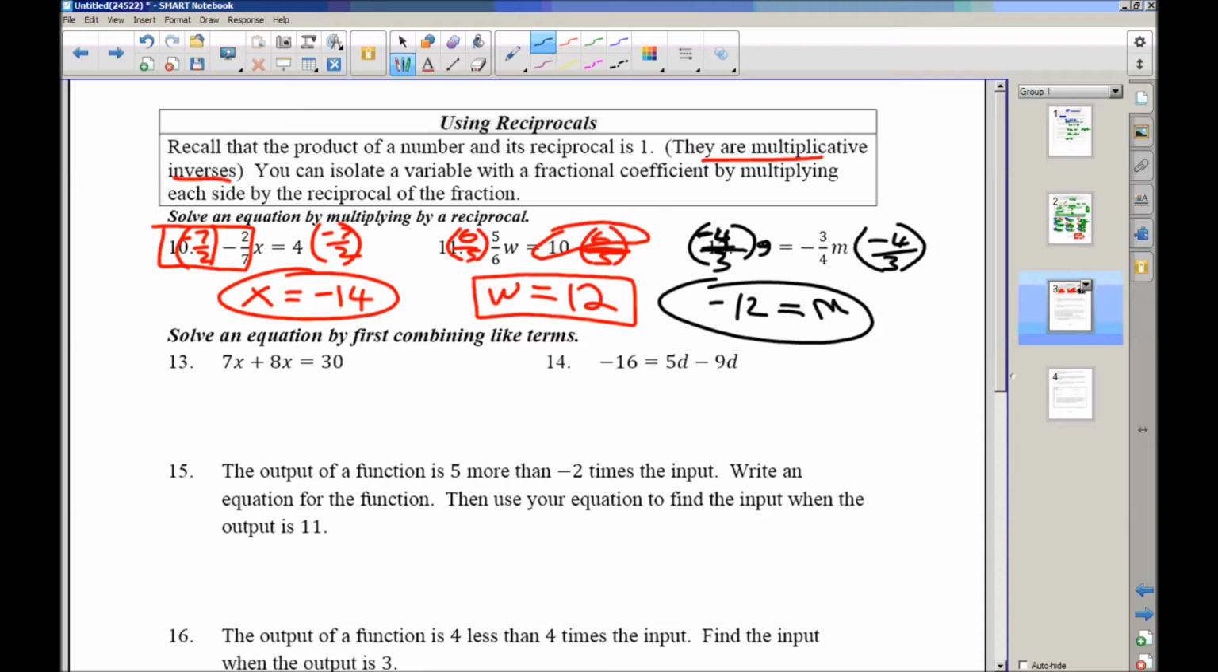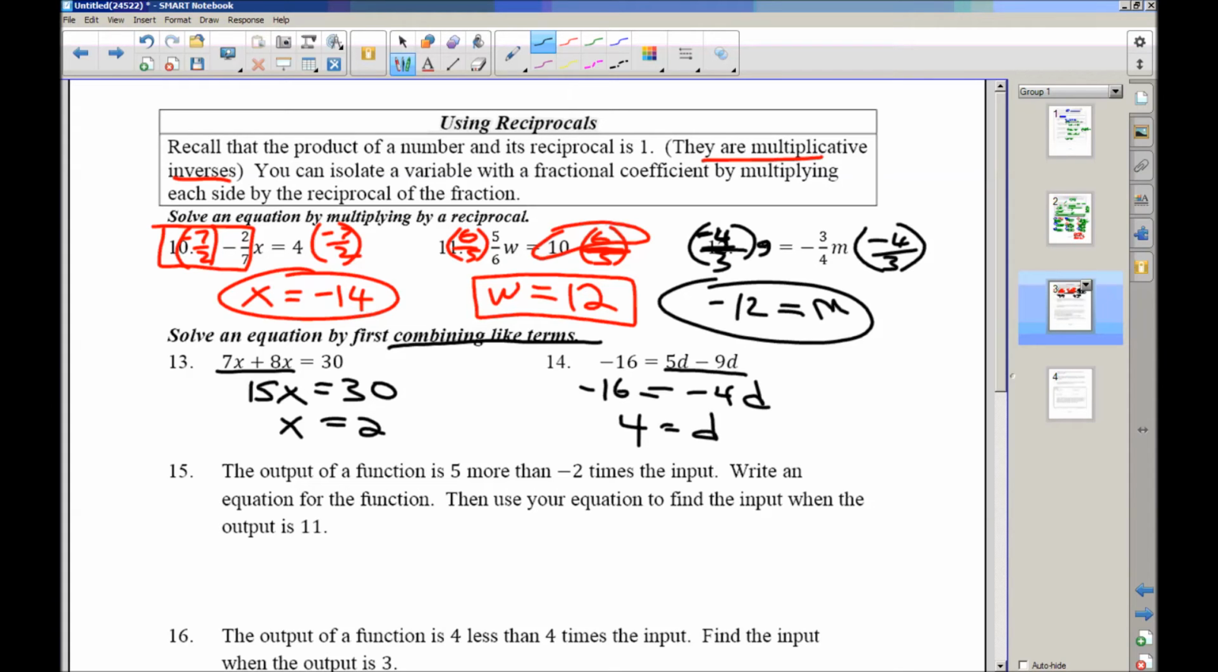Okay. Combine like terms first before finishing the solving. So the 7 and 8x are on the same side, so we combine them to make 15x. That's 7 plus 8 and put the x back. Divide both sides by 15, and we're going to get x equals 2. And number 14, we're going to combine these together to make negative 4d. That's 5 minus 9. And then we're going to divide both sides by negative 4 to get 4 equals d. Number 15. Okay.